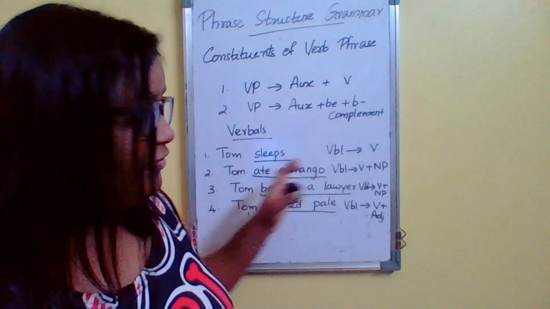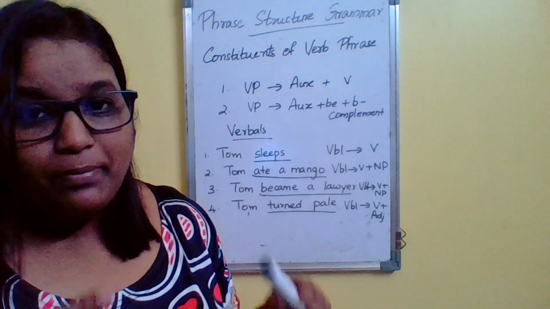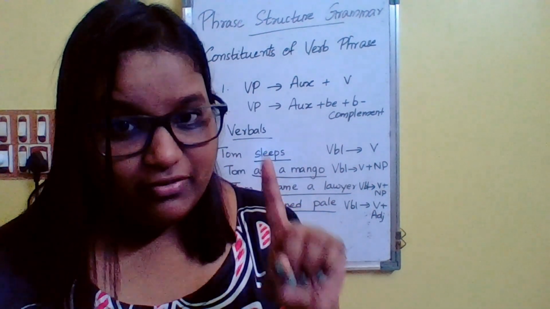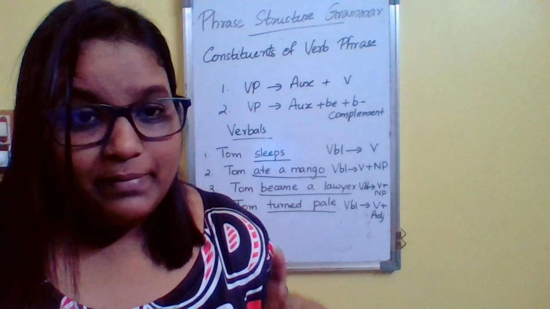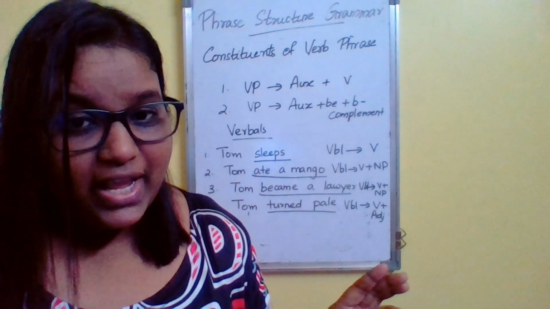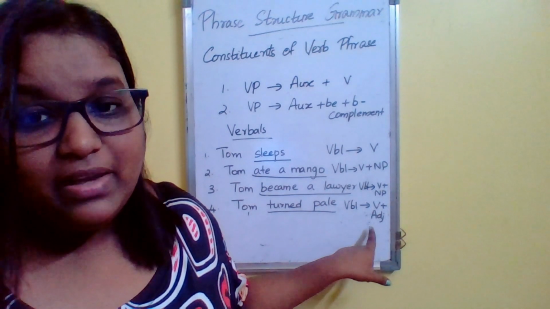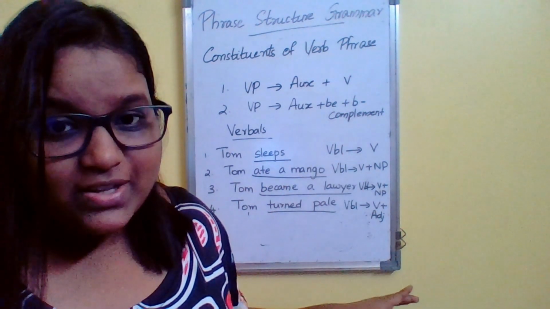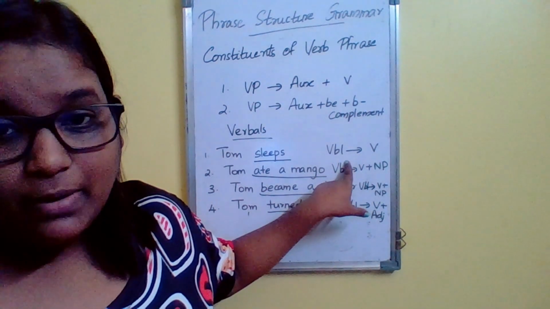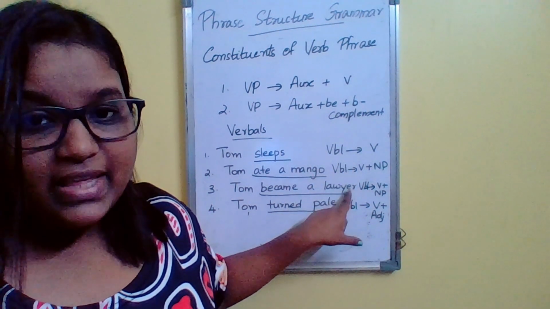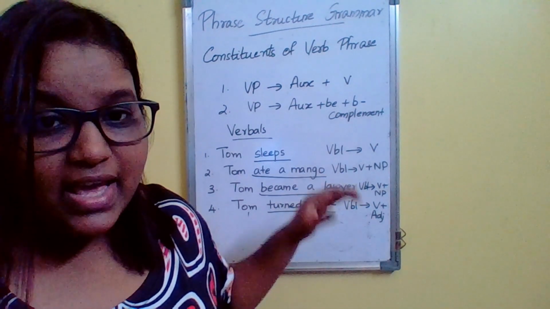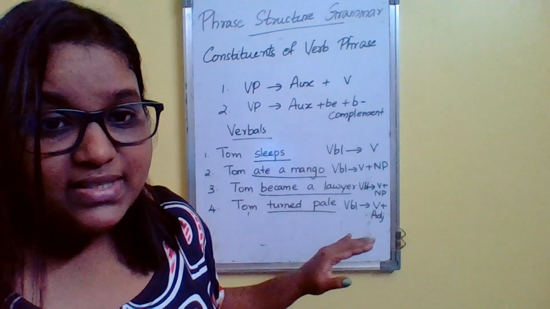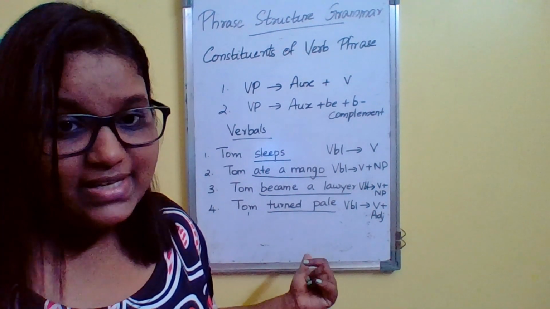So there are 3 different possibilities of verbal. A verbal can be a verb. A verbal can be verb plus noun phrase, or a verbal can be verb plus adjective. Verbal can be a simple verb like the first sentence. Verbal can be a verb plus noun phrase like the second and third sentences. And verbal can be a verb plus adjective like the fourth sentence.